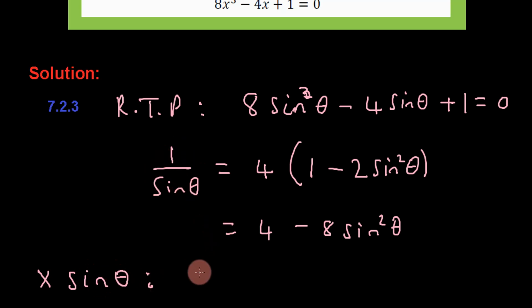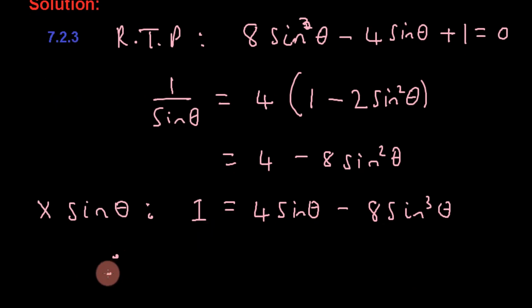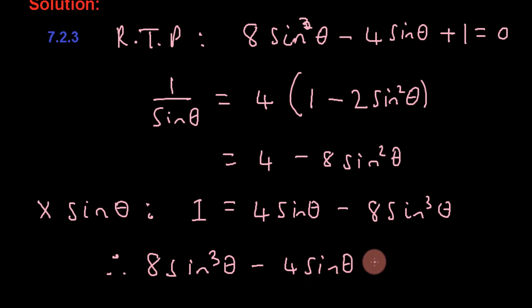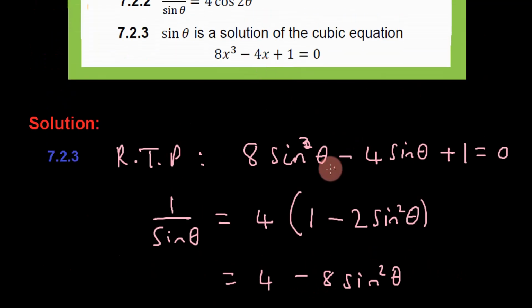On the left hand side, we're going to end up with 1. And then 4 times sine theta. And then this, of course, times sine theta will give us sine cubed theta. Now we just bring everything to the left-hand side. And as you can see that here we have proved this identity, that this holds.